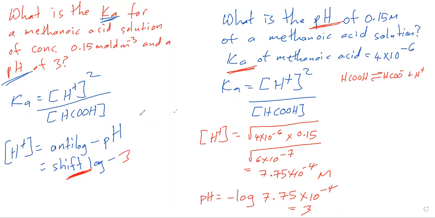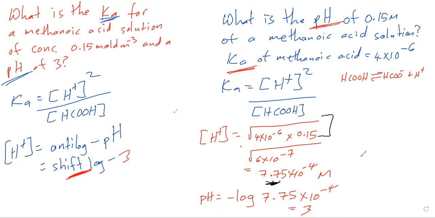Actually, what are you working with, the 3? Can you get 1 times 10 to the negative 3? All right, we'll come back to this answer. If I get 3 for the pH, then you're supposed to get back this. When I square root it, I get 3 times 10 to the negative 4. Let me work it out step by step.